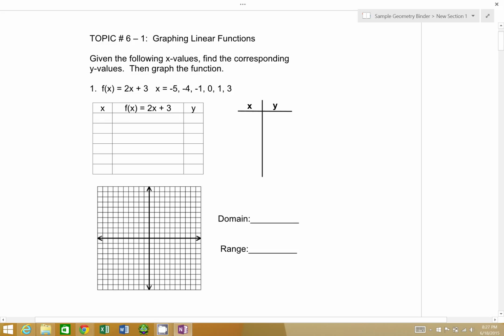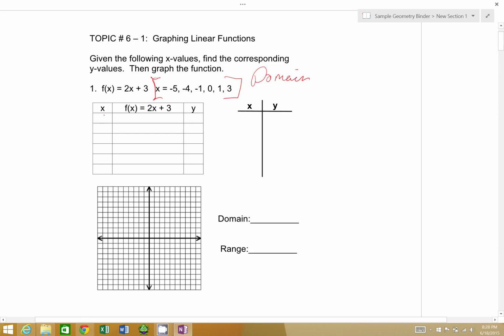Today we're going to deal with linear functions, and we're going to start off by graphing linear functions. So given the following x values, find the corresponding y values. We're given the function that f of x equals 2x plus 3. Remember, we learned this yesterday, we call this our domain, and we call our y values our range. So our domain is -5, -4, -1, 0, 1, and 3 respectively.